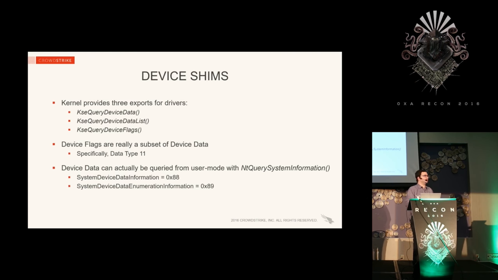So device shims are basically exposed to three APIs: KSC query device data, KSC query device data list, and KSC query device flags. And device flags are basically a subset of device data. They're the XP flags that always existed. The XP flags became a subtype of the device data. Now, this device data can actually be queried from user mode. So those functions are kernel functions. But if you call NtQuerySystemInformation, which is a well-known undocumented Windows API for getting all sorts of interesting things from a system, you can pass in those two information classes, and that's going to give you the device data for a particular device.